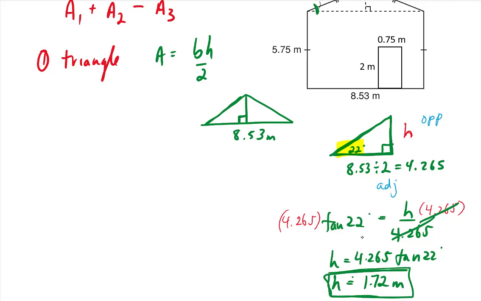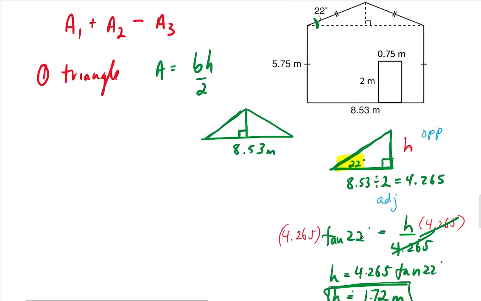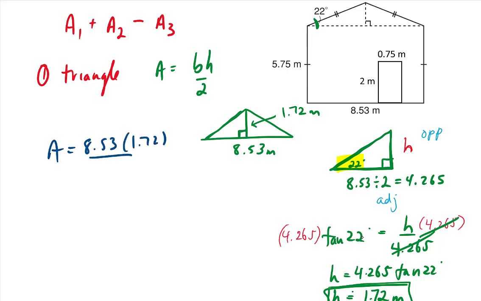So now I have the height of the triangle. So we have the base is 8.53, and this height is 1.72 meters. So if I want the area, my area is going to be 8.53 times 1.72 over 2. And that gives me an approximate area of 7.34 meters squared. Remember, we're dealing with area, so it's 2 dimensions. All right, area 1 done.